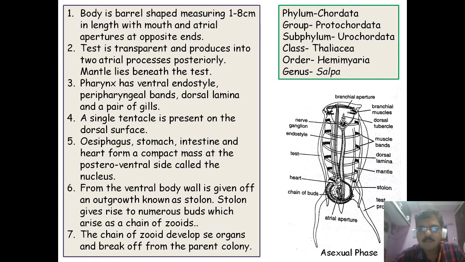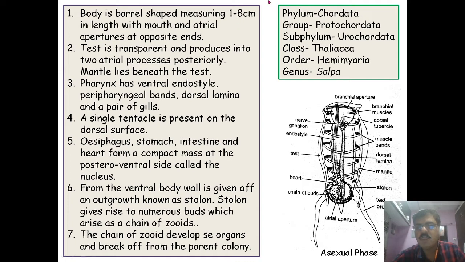Then the first example, Herdmania, we have already discussed in the last class. In this class we have discussed the Doliolum, and the third example from the Urochordata is Salpa. The order of the Salpa is not Cyclomyria, it is Hemimyria. Hemi means half, myria means muscle bands. Means the muscle bands which are present in the body of the Salpa are half, not 360 degrees. Instead they are incomplete.